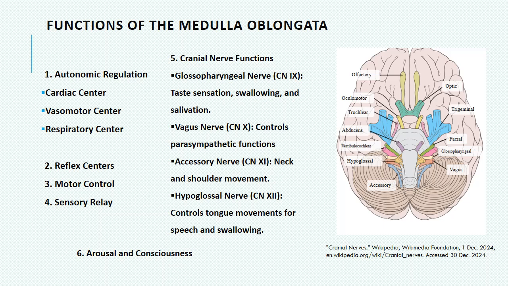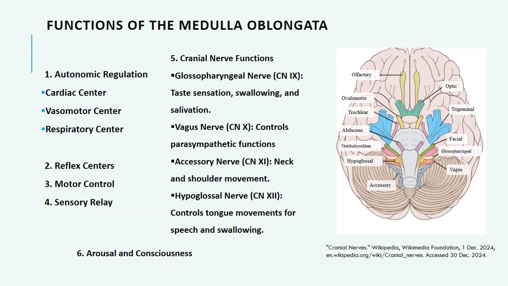Number 2, reflex centers present in the medulla. Coordinates reflex actions like vomiting, coughing, sneezing, swallowing, and gagging. Number 3, motor control through pyramids. These facilitate voluntary motor control by transmitting signals from the motor cortex to the spinal cord, whereas olives work with the cerebellum for motor coordination and learning. Number 4, sensory relay. The gracile and cuneate nuclei transmit sensory information, that is touch, pressure, vibration, and proprioception, to the thalamus.